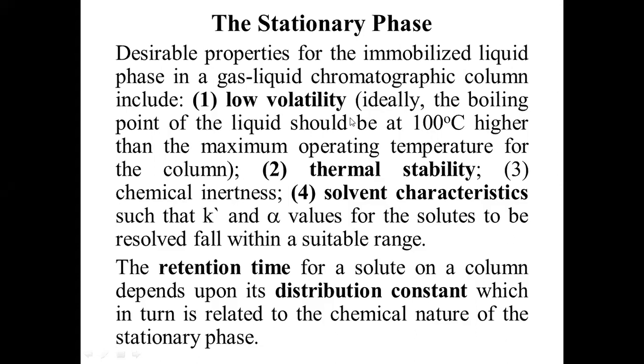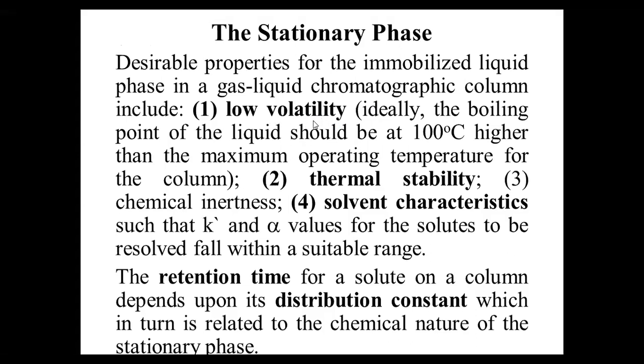column will be kept inside the oven. It will start to undergo vaporization, then ultimately ionization. So the stationary phase characteristic will be destroyed. So it should be low volatile or non-volatile. The boiling point of the stationary phase liquid, whatever you are going to employ, should be at least 100 degrees Celsius higher than the maximum operating temperature of the column.